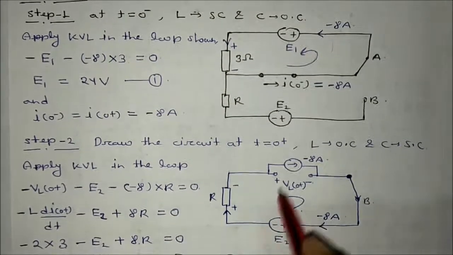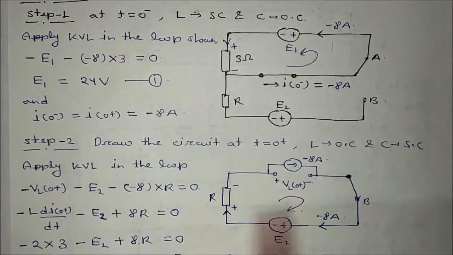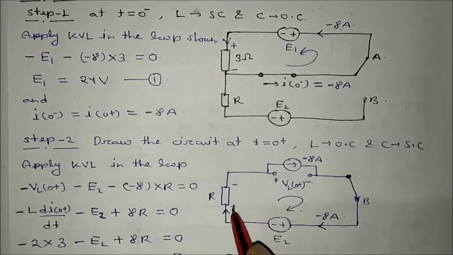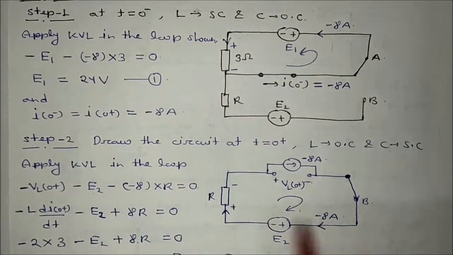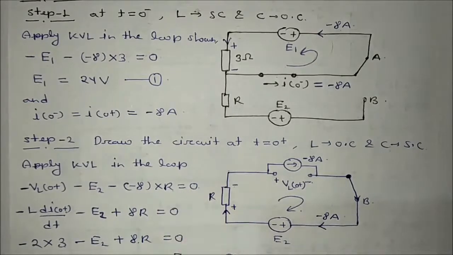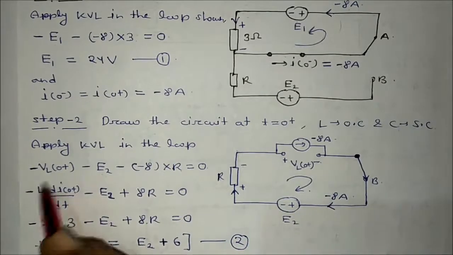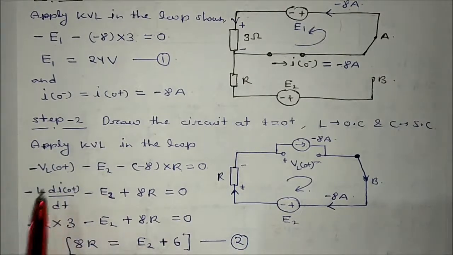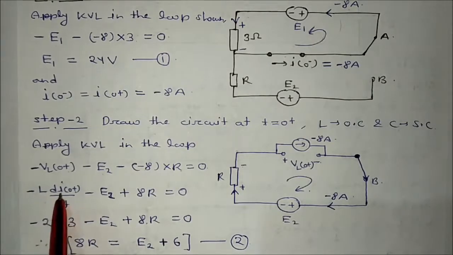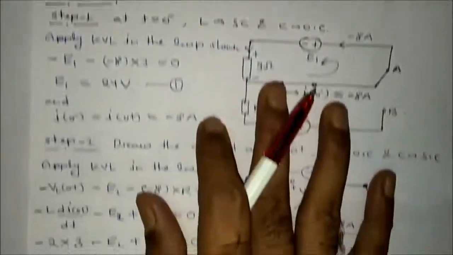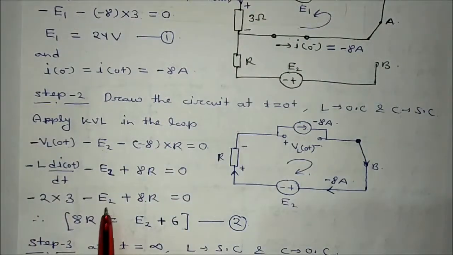Now apply KVL here again. What will you get? Plus 2 minus VL0 plus, plus 2 minus E2, minus this current multiplied by this resistance, minus 8 into R, equal to 0. From this, VL0 plus can be written as L dI0 plus by dt. So L dI0 by dt minus E2 plus 8R, and di0 by dt has been given to us as 3 ampere per second. Putting the values here, you get one relation: 8R is equal to E2 plus 6.